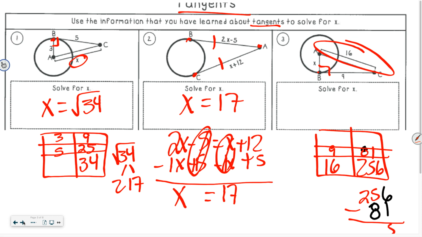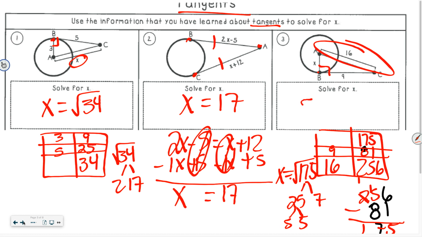So I see that we have 5, 15, that's 7, 175. So this is 175, so that means x equals the square root of 175. I want to see if 175 reduces. So I know that 25 goes into 175, and I know that goes in 7 times. And then 25 is 5 times 5. So I can see that this is 5 root 7, the value for x.